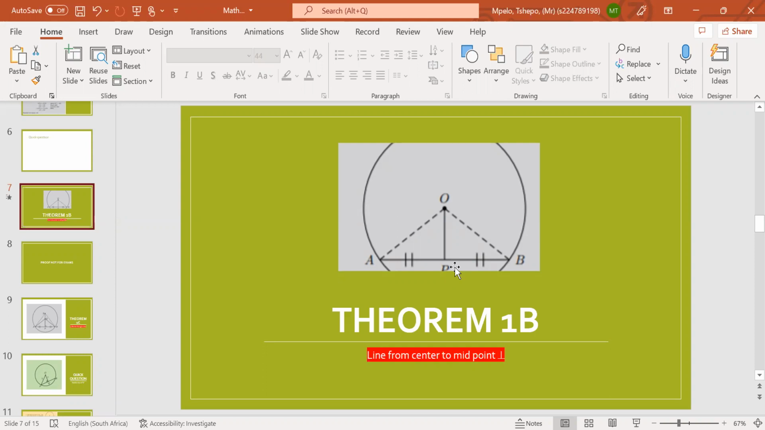One mark. Please keep that one mark for the test. But how? No, this is a line from the center. Oh, this line bisects the chord. Therefore this angle is equal to 90 degrees, because this line is therefore perpendicular to the chord.